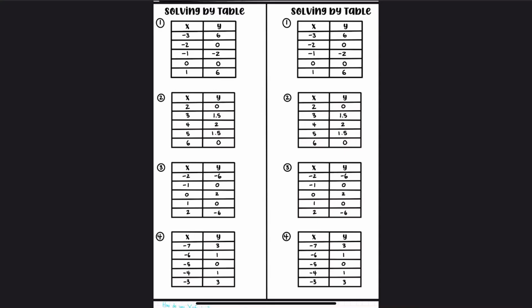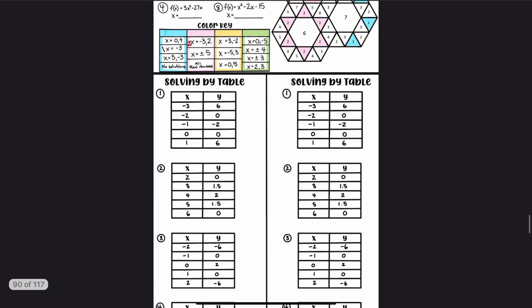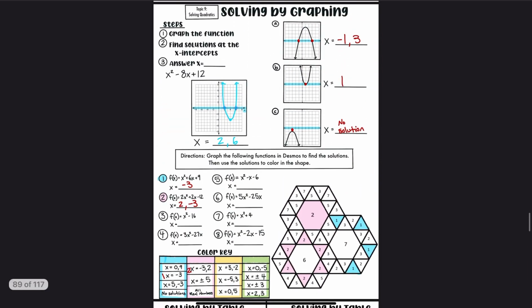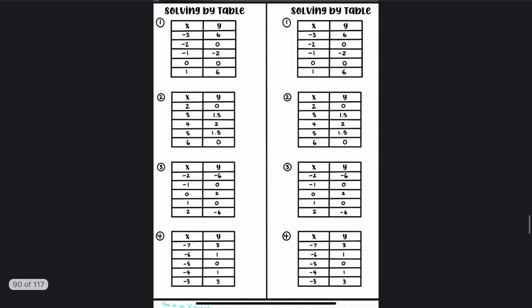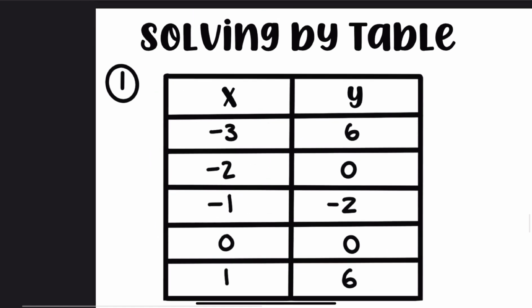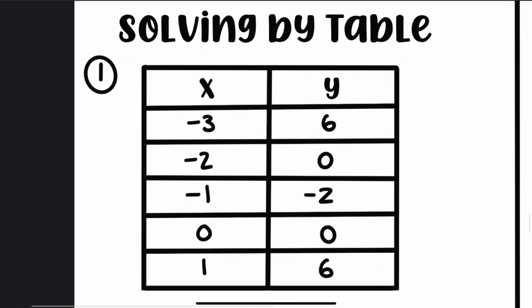All right, so today we're talking about solving by table. So again, this is topic 9, talking about solving our parabolas. Last time we talked about solving by graphing, where we had to find our x-intercepts. We're still looking for the x-intercepts in our tables. This is just going to be presented to us in a slightly different way. So these numbers are coming from points on our graph.